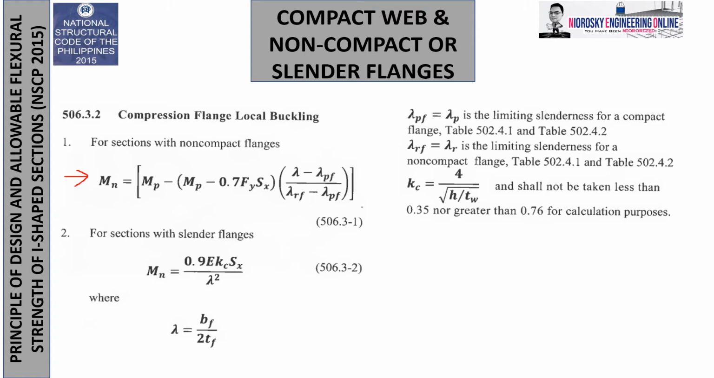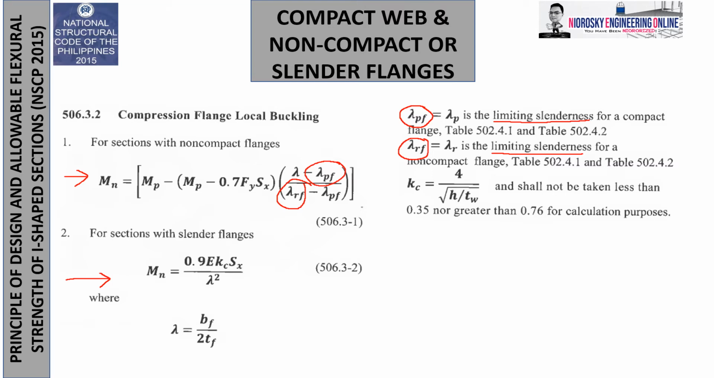Pero tingnan nyo application. For section with non-compact flange, ito yung kukwentahin. Pero pag section is for the flange na slender, ito yung gagamitin. So this cannot be used both. Tingnan natin kung saan siya naging condition: non-compact ba or slender yung flange. So, yung lambda p sub f, lambda r sub f are still the same with the table. Binago lang yung subscript, pero same lang din sila ng pinanggagalingan. The limiting slenderness, na based sa table na pinresent ko sa past video lecture.